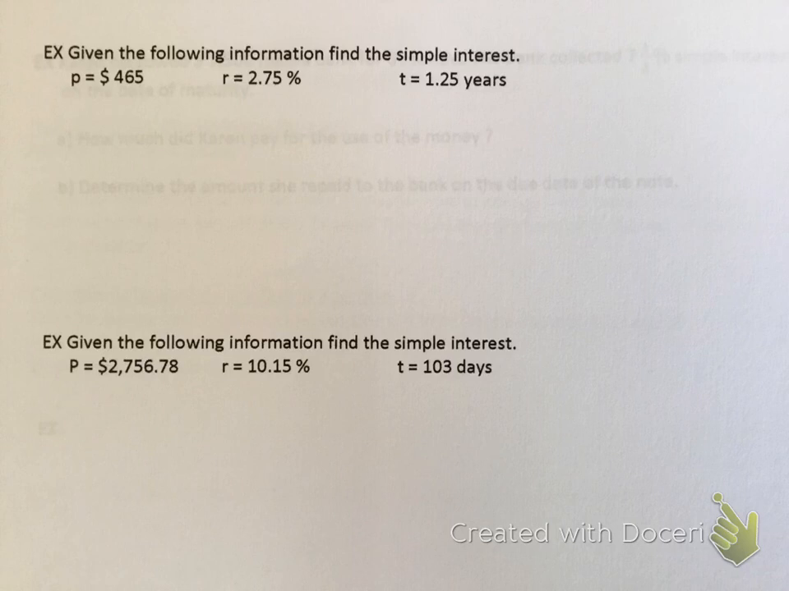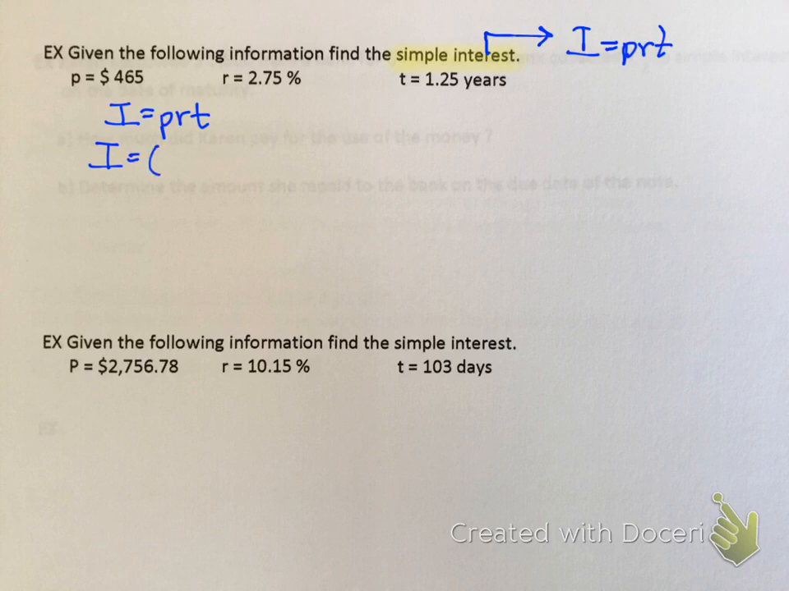All right, so let's go ahead and do a problem. Given the following information, find the simple interest. Okay, so this question saying simple interest, if it says simple interest, then I know I have to use the formula I equals PRT, or what I call IPERT. Okay, you have to memorize that, by the way. So I'm going to go ahead and put I equals PRT. And I'm looking for interest. So I is going to be the unknown. The principal is 465, so I plug that in.